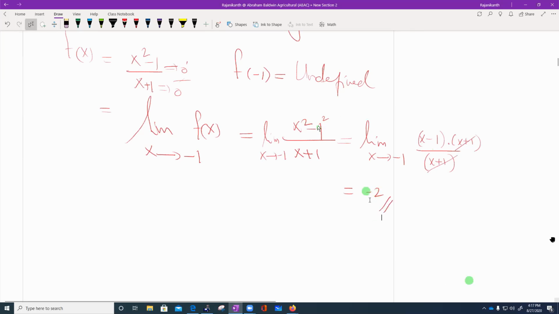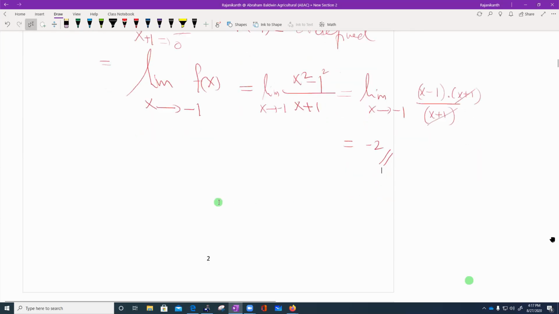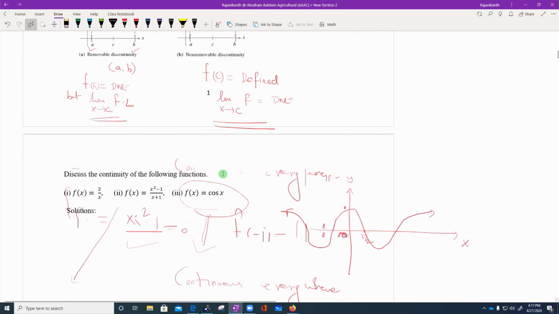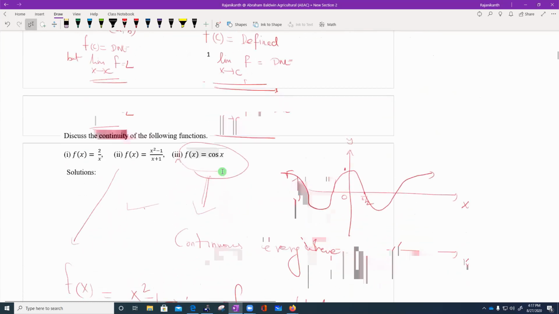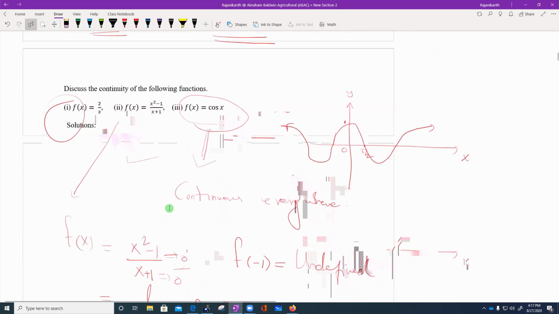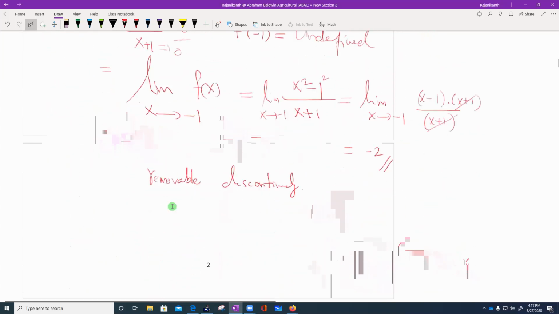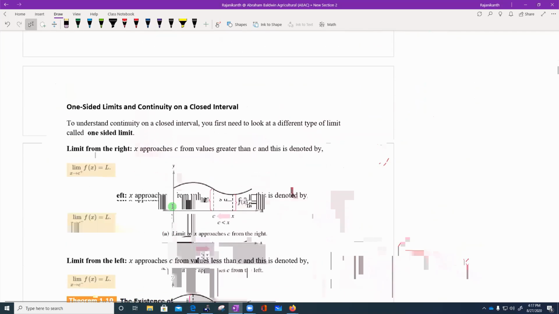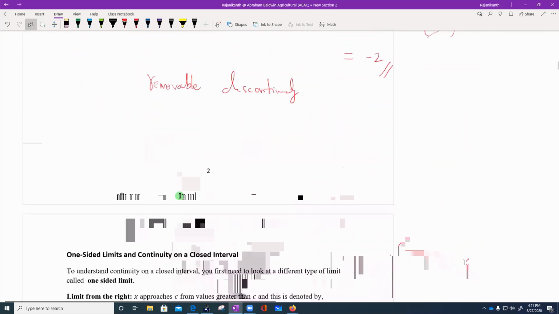Yes, we have a real limit value. Therefore, it is going to be a removable discontinuity. So you have to identify it like that in the problem. Why don't you think about number 1? I already posted the solution, so make sure that you understand it. Okay, that's about discontinuities and continuity.